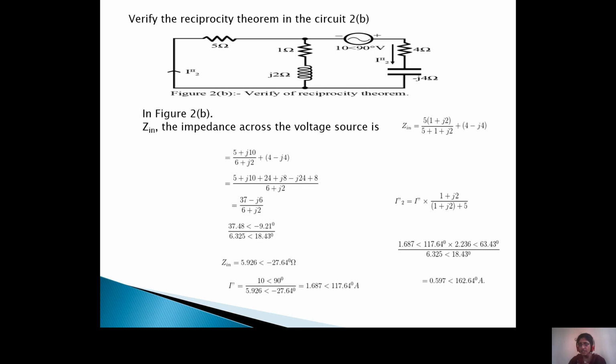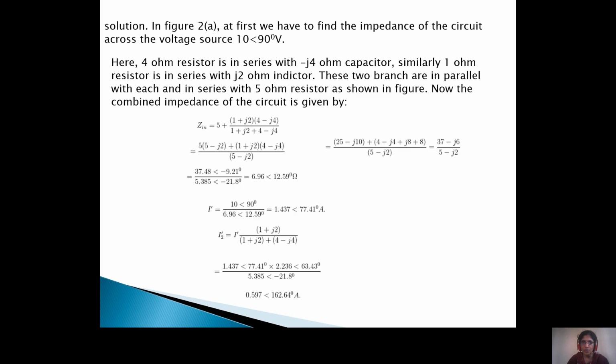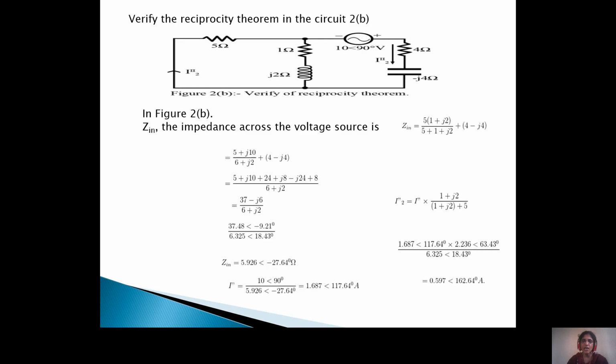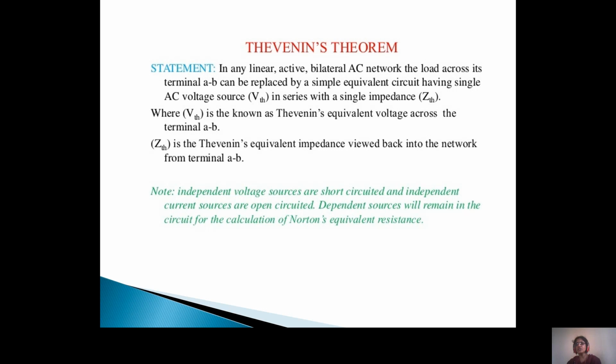So when you observe here, when you take the reciprocity theorem, you find the output current for the input voltage. When you interchange them, the same current will be obtained. So in the first case it is 0.597 at an angle of 162.64, and here when you interchange also, we get 0.597 at an angle of 162.64 amps. This is about the reciprocity example. Now we see about the Thevenin's example.